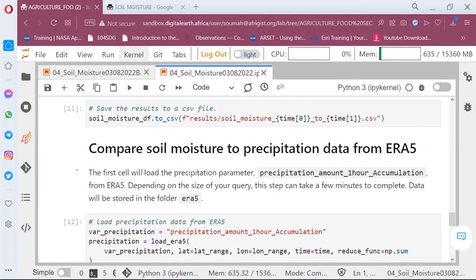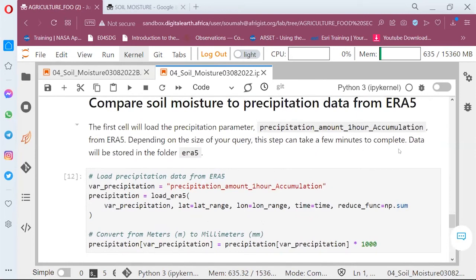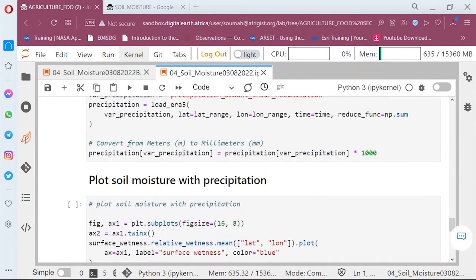Now we are going to compare the soil moisture to the precipitation using the data from ERA5. The first cell will load the precipitation parameter, precipitation amount, 1 hour accumulation, from ERA5. Depending on the size of the query, this step can take some minutes to complete. As the query size is high, the processing time will be longer. So we load the precipitation data from ERA5, variable precipitation equal to precipitation amount 1 hour accumulation, and we run that.